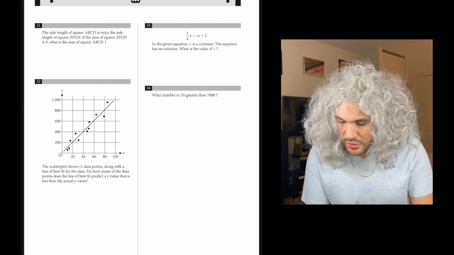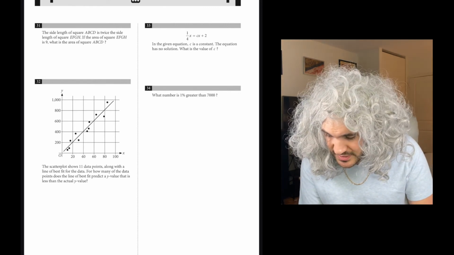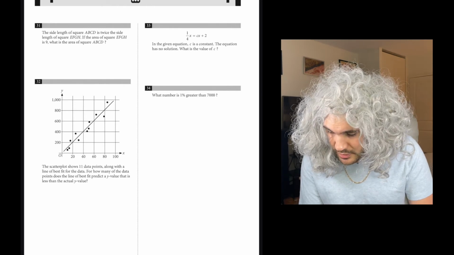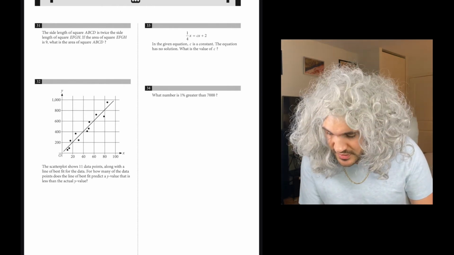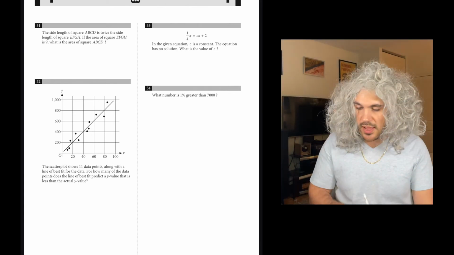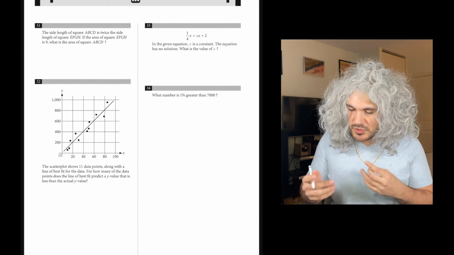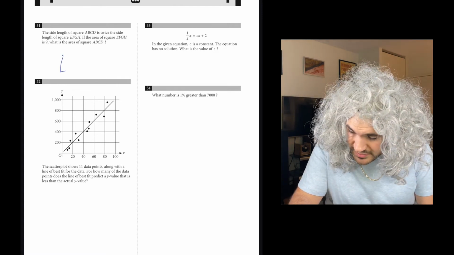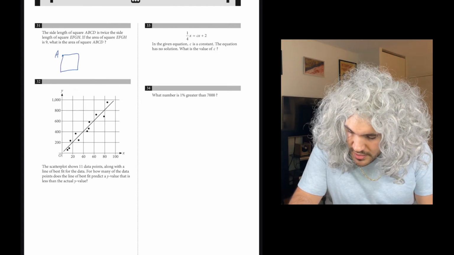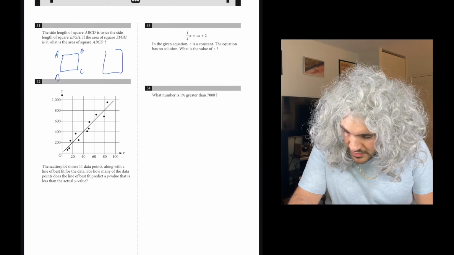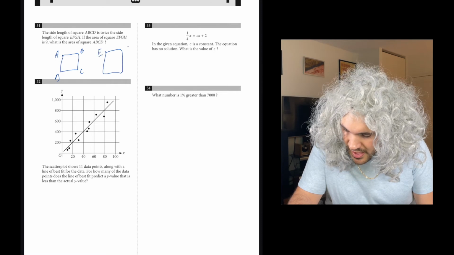Cool. Number 31, side length of square ABCD is twice the side length of square EFGH. The area of EFGH is 9. What is the area of ABCD? Okay. They've given us geometric shapes. Like I always say, if they give us geometric shapes, we draw them out. So let's see. So we've got A, let's say B, C, D. Then we've got E, F, G, H.